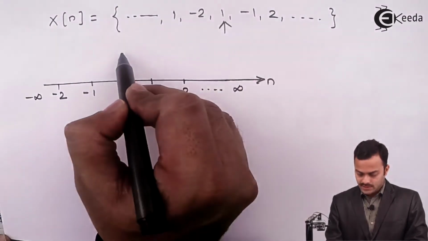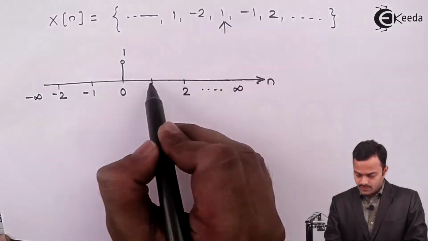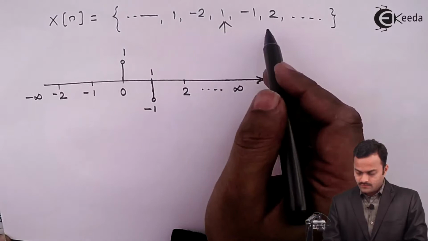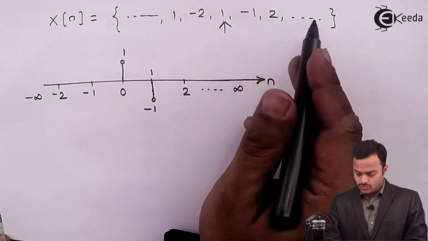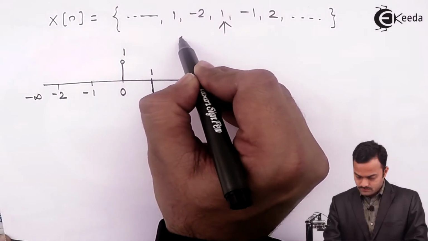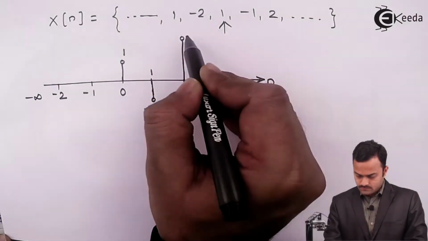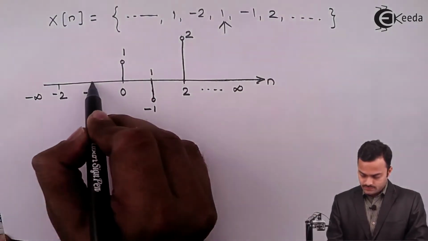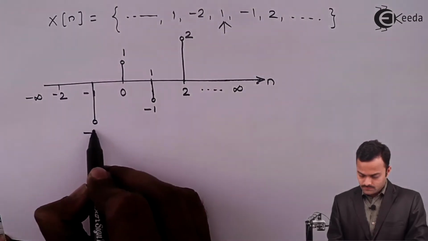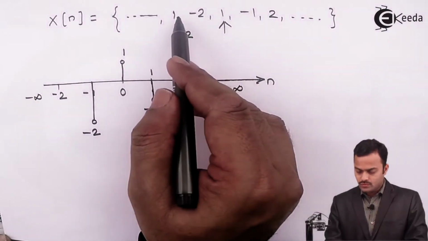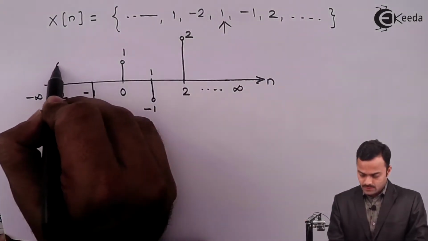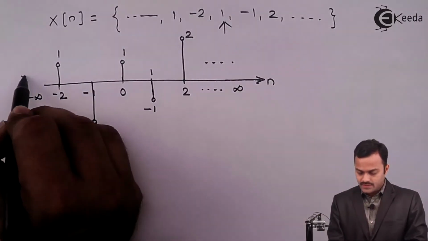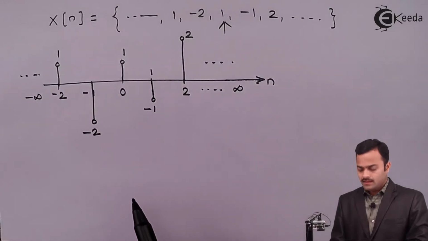For the origin, it has a value 1. For n equal to 1, it is minus 1. For n equal to 2, it is plus 2. For n equal to minus 1, it is minus 2, and for n equal to minus 2, it is 1, like this. So just a random discrete time sequence we have taken.